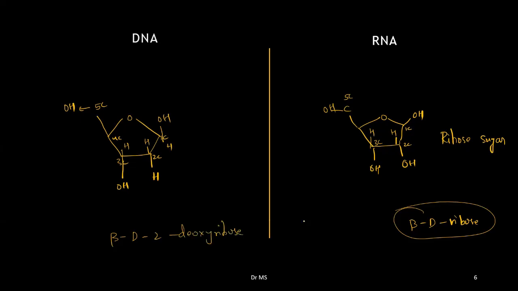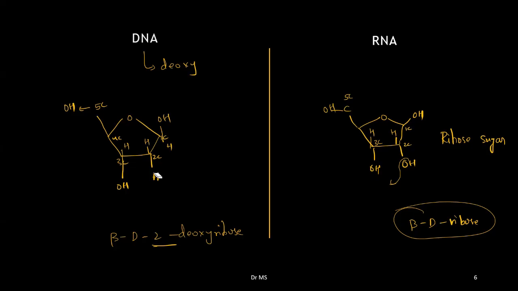So why did the difference come here? On the second carbon, the OH that is there in the ribose sugar, the oxygen has been lost here. That's why this is called deoxy, as it loses the oxygen here. So that's why it is also called beta-D-2-deoxyribose. That's the main difference making DNA and RNA. In RNA, the second carbon contains the OH group, the hydroxyl group. In DNA, the second carbon contains hydrogen, not the OH.